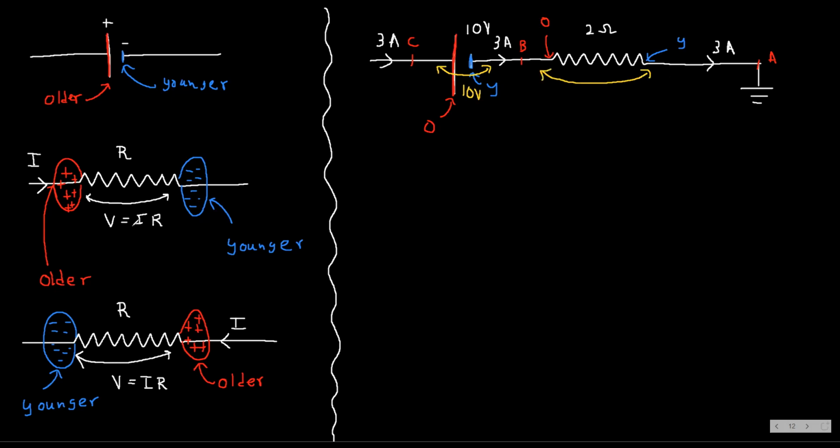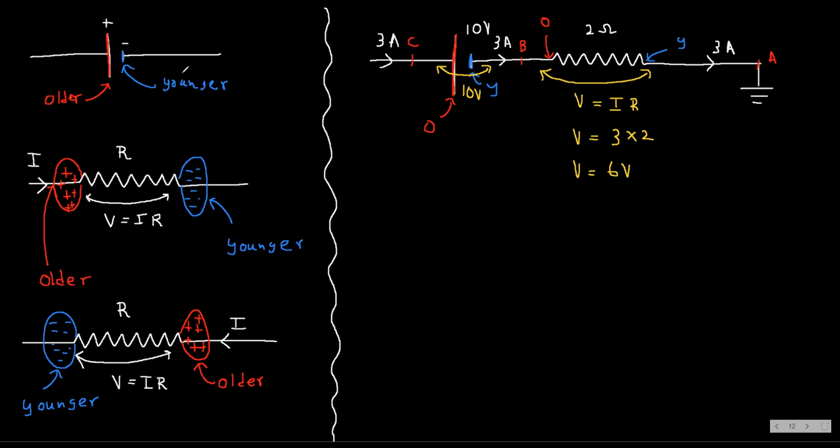We know the voltage difference across the resistor can be calculated by using V is equal to IR. So I am going to apply V is equal to IR. What is the current passing through the 2 ohm resistor? 3 amperes. And what is the resistor value? 2 ohms. So the voltage difference is 6 volts. Am I correct? That means the age difference between older and younger is 6 volt. Am I correct?